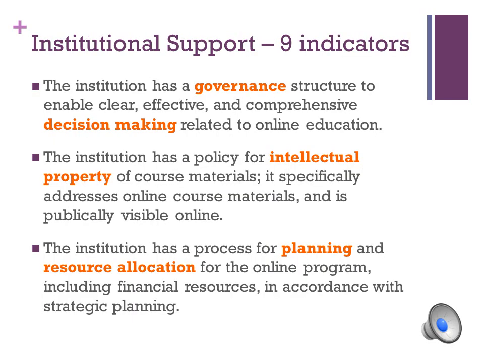So let's look at the institutional support category that has 9 indicators. Here's some examples. There has to be a governance structure for the program that supports very clear decision making. There has to be clear ownership guidelines for the course materials. And the institution must have a process for not only planning, but resource allocation for the program.